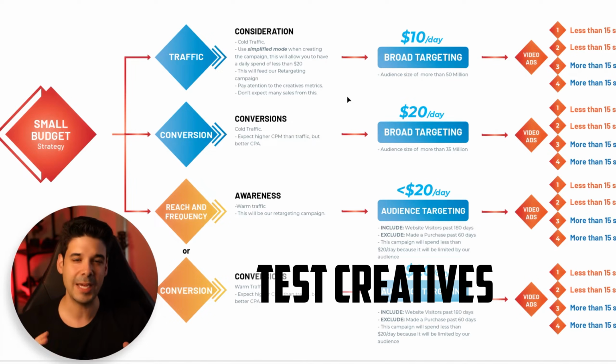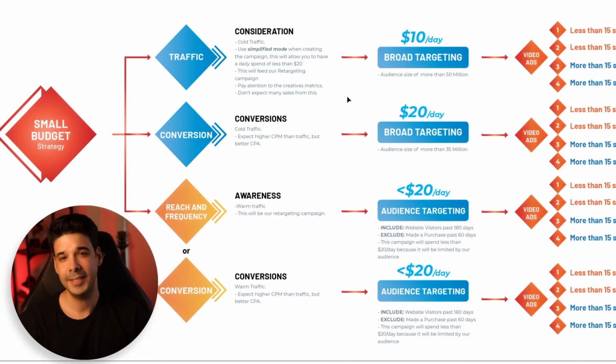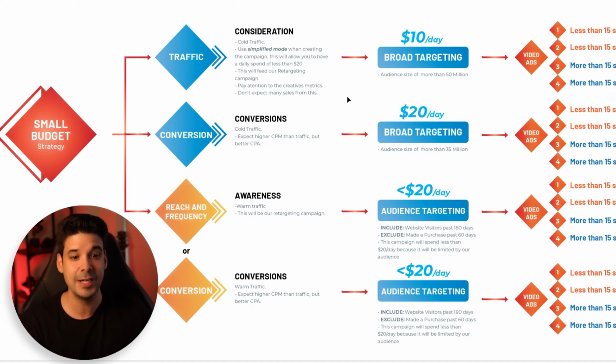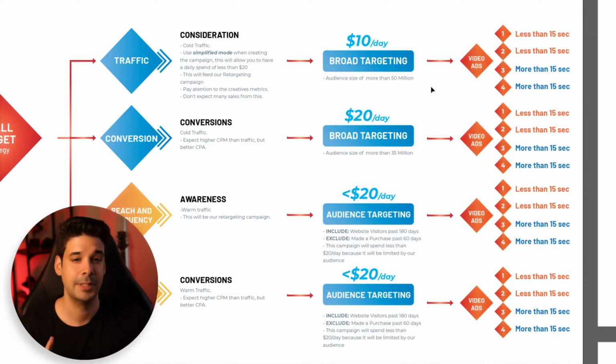So you will be able to quickly see the performance of each creative and then discard the ones that are not working. TikTok now requires that you spend a minimum of $20 per day on traffic campaigns, but if you use the simplified mode when making the campaign, you are able to use as little as $10. We're going to have a very broad targeting with an audience of at least 50 million people, and you're going to have 4 creatives in this ad group.